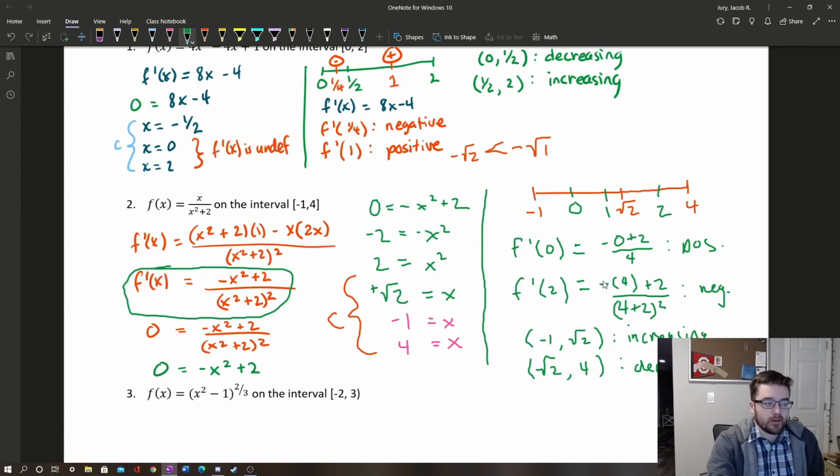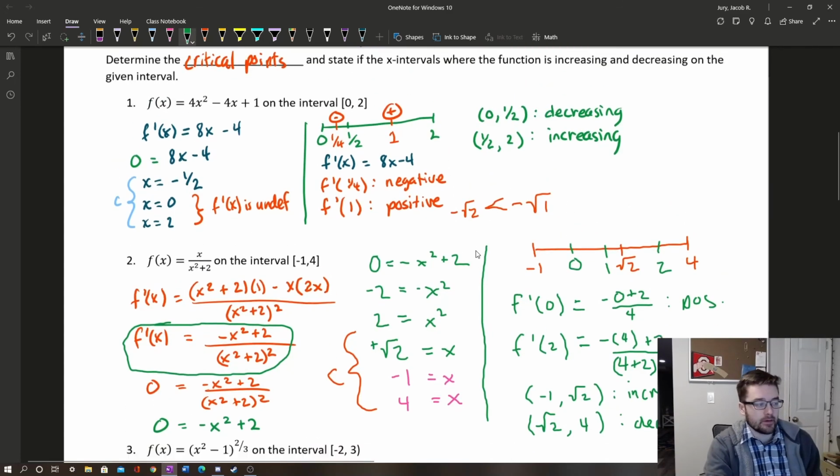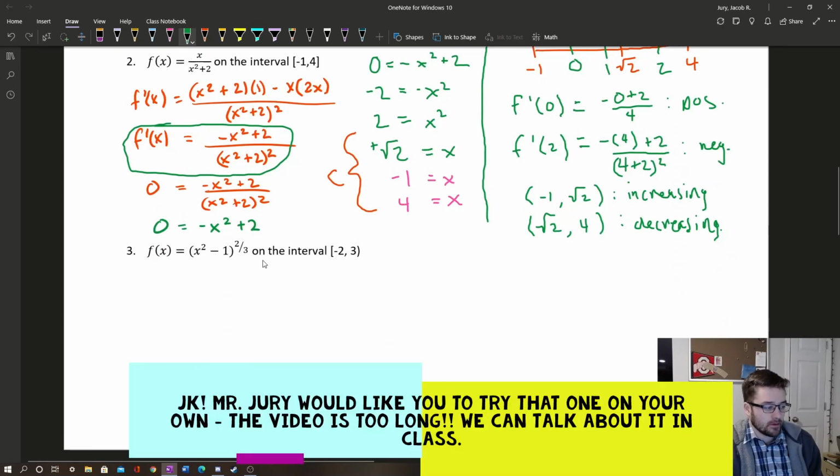All right, so that's a pretty complicated equation there, but we were able to just use the same logic there. Now we're going to try 3. I'm going to try setting that up, and then we'll have you finish it for practice.